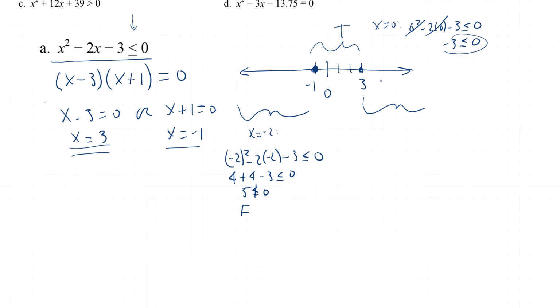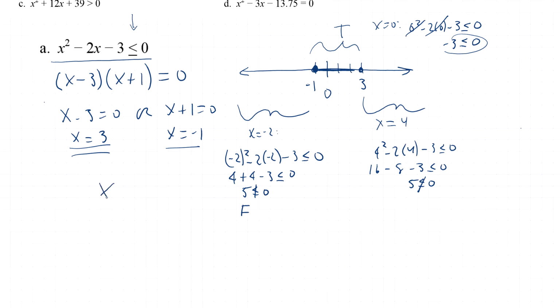And then just to make sure, we need to test the area greater than 3. So I'm going to try x is equal to 4. So then you get 4 squared minus 2 times 4 minus 3 is less than or equal to 0. So that's what? 16 minus 8 minus 3 is less than or equal to 0. 16 minus 8 is 8. 8 minus 3 is 5 is less than or equal to 0. Is that true? No. So where my answer is true is everywhere in between here.